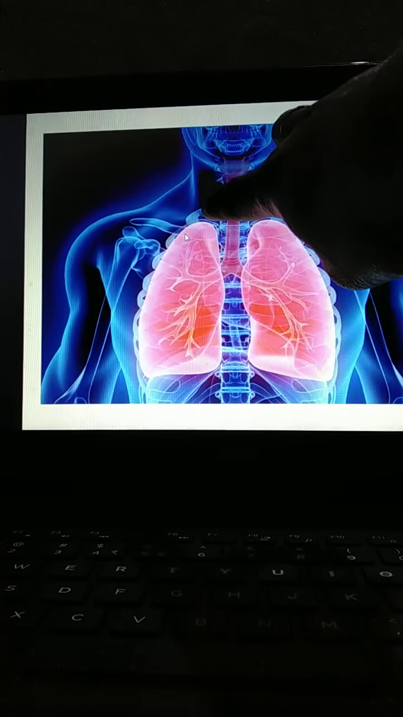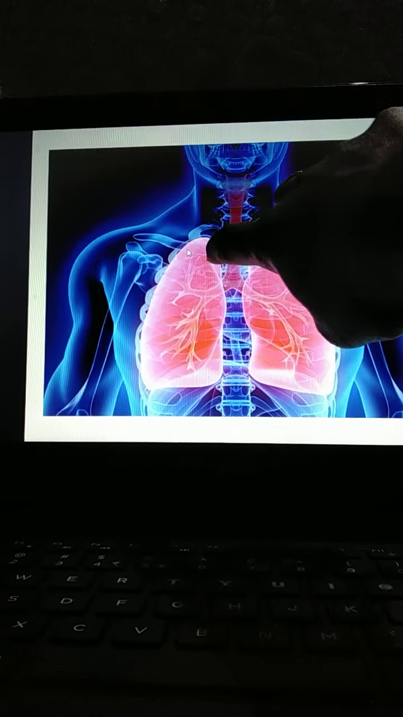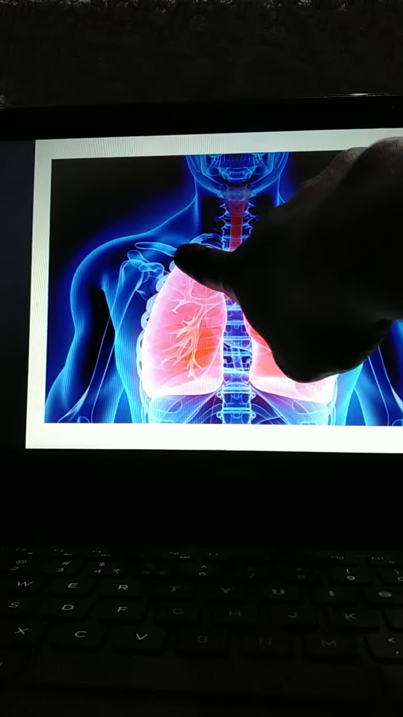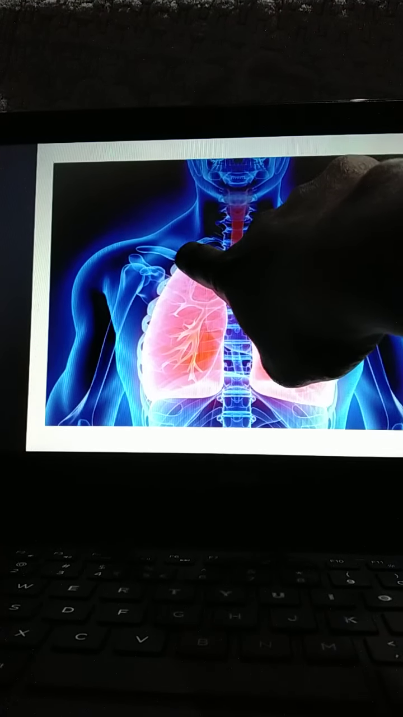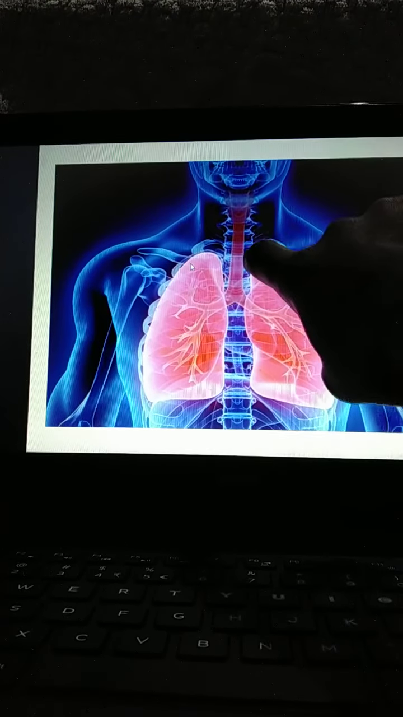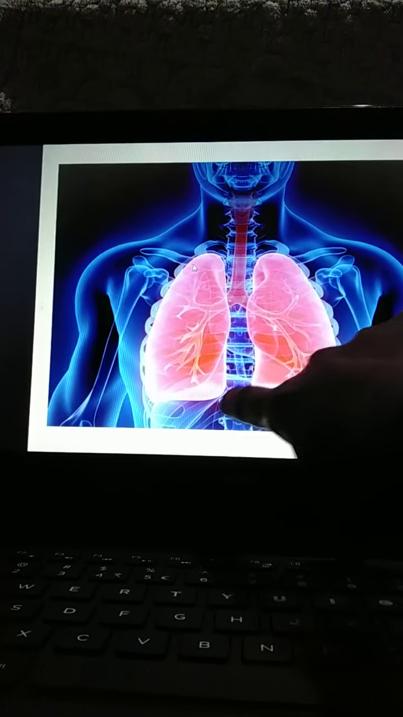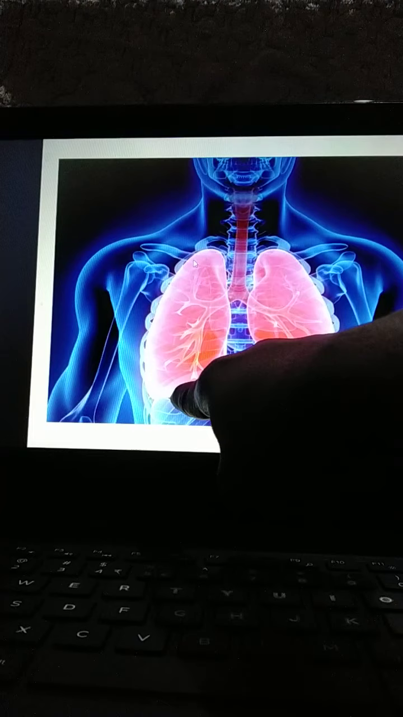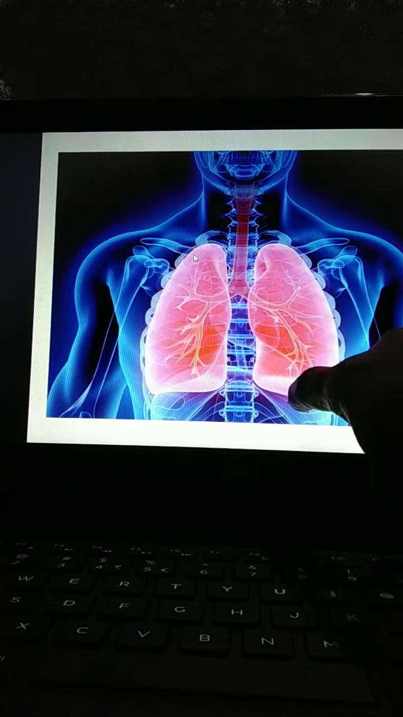This lung consists of a rounded portion here, which is present above the clavicle. That is called the apex of the lung. Then here this concave structure, which is present superior to your diaphragm, is called the base of the lung.